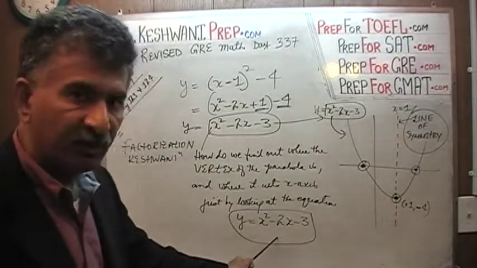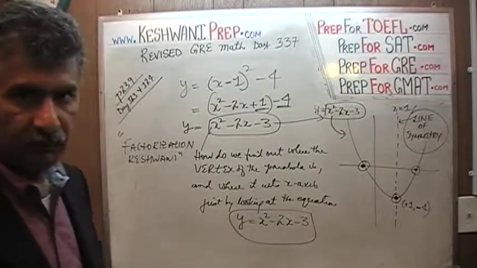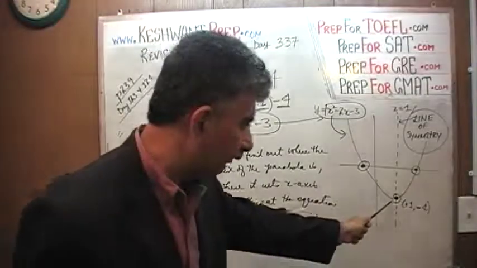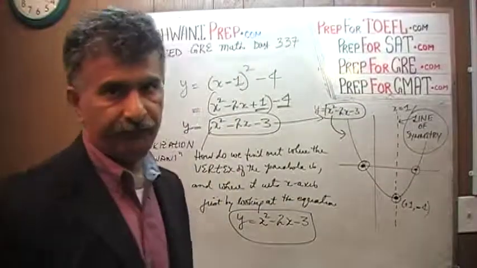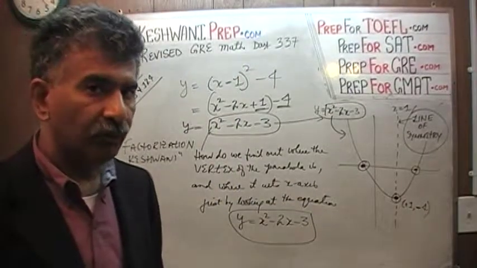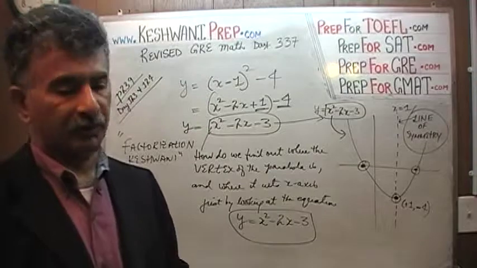We're going to have to factorize this equation to answer this question. Where is the vertex? And where does it cut the x-axis? We have to answer those two questions before we can figure out the shape of the parabola.